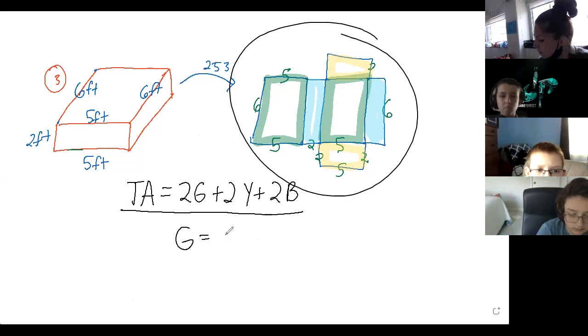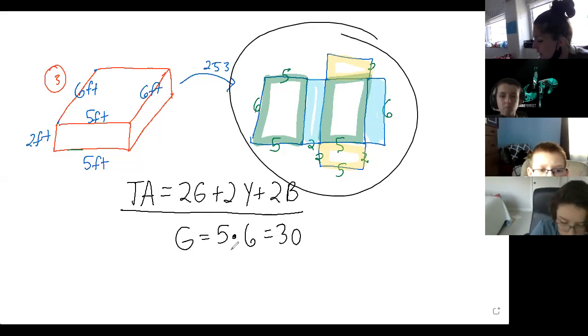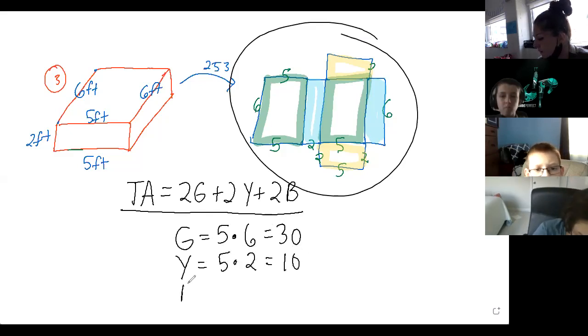What's the length and width, everybody? 5 times 6. Good job. So what would 5 times 6 be? 30. Good. So we know one of the greens is 30, right? How about one of the yellows? What are the dimensions of the yellow rectangle? 5 times 2. You got it. So what is 5 times 2? 10. Good. And lastly, the blue.